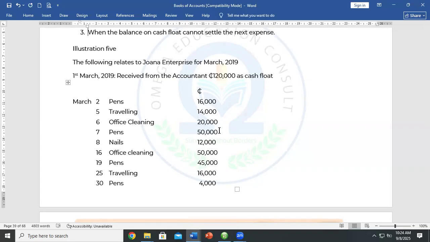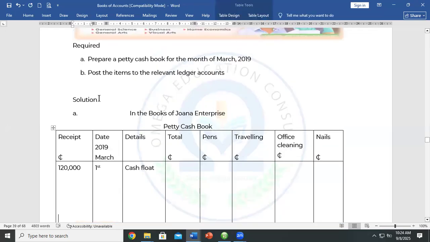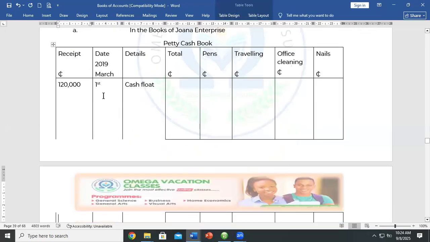Let's see how you do. On the second, we bought pens, 16,000, right? Now look at it. For the expenses, you first put the amount at the total column before you locate the particular expense column and put it there.